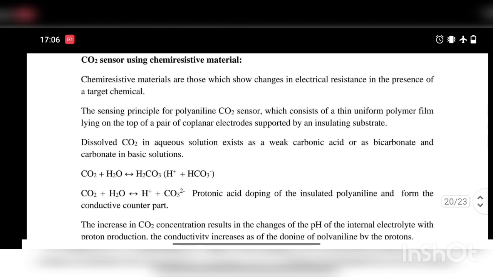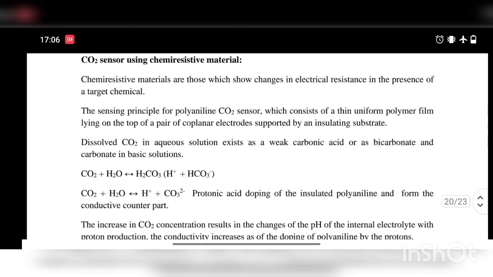For example, we can construct a polyaniline based carbon dioxide sensor. This type of chemi-resistive material is used for gas sensing applications. For example, polyaniline type material. Polyaniline is a conducting polymer.